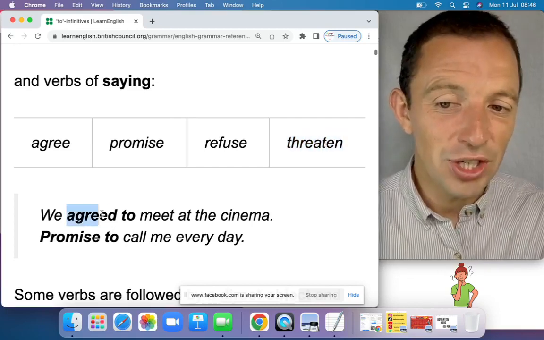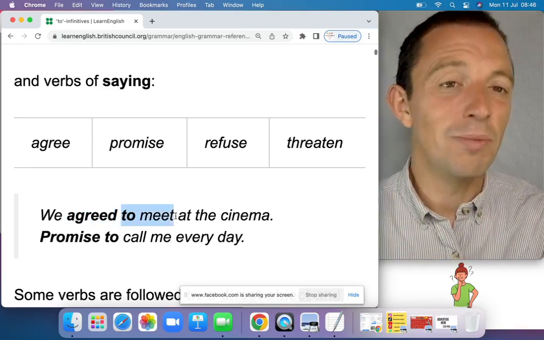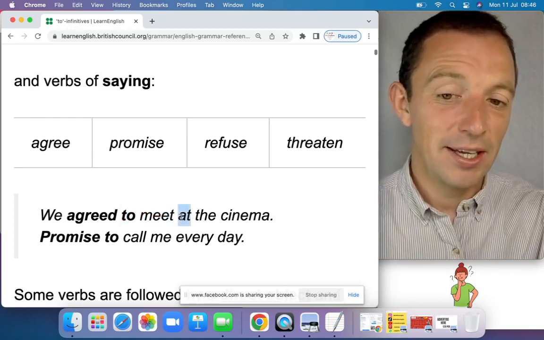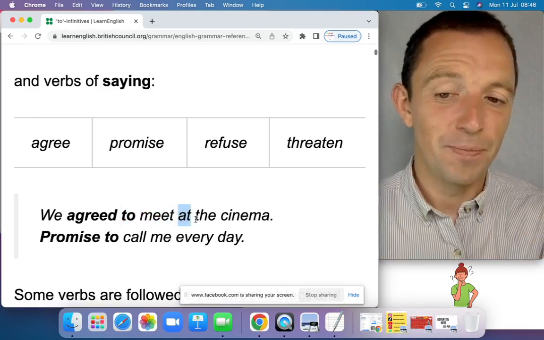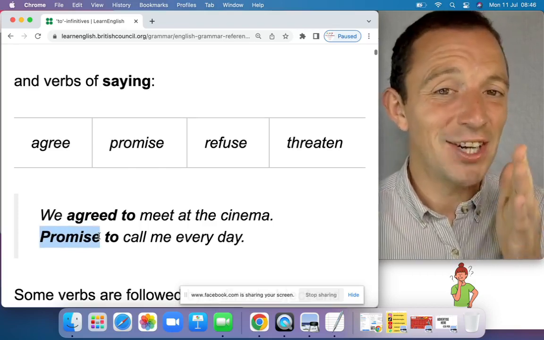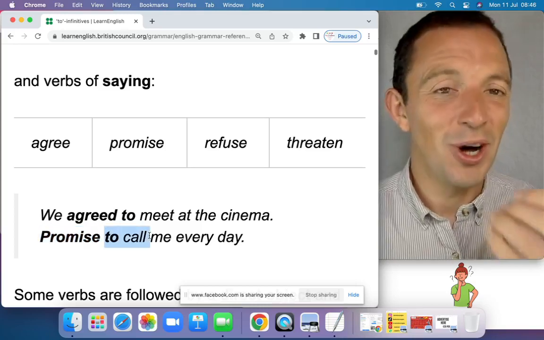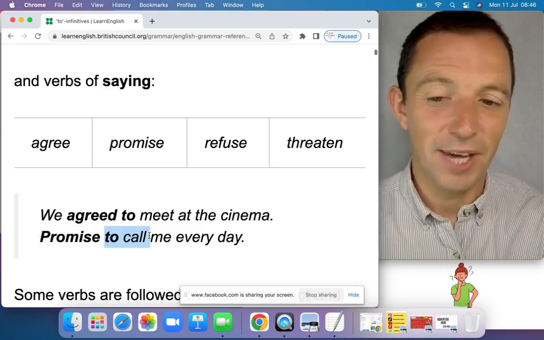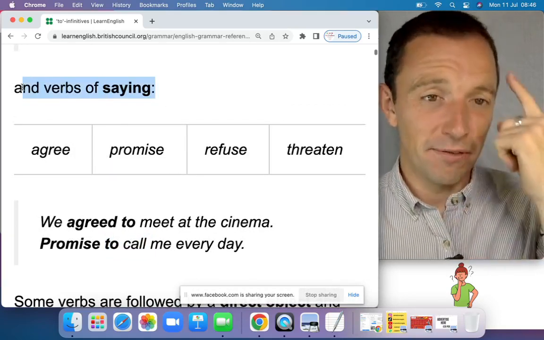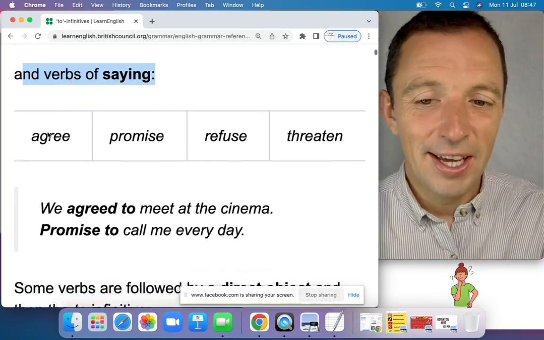And in this situation, it's the past, agree, agreed, infinitive, to meet. We agreed to meet at the cinema. Specific preposition for a location. Next, promise. Again, it's an instruction, it's an order, so there's no subject. Promise, infinitive, to call me every day. Okay. So they are verbs of saying, verbs of thinking, and verbs of feeling. That's a lot of verbs.